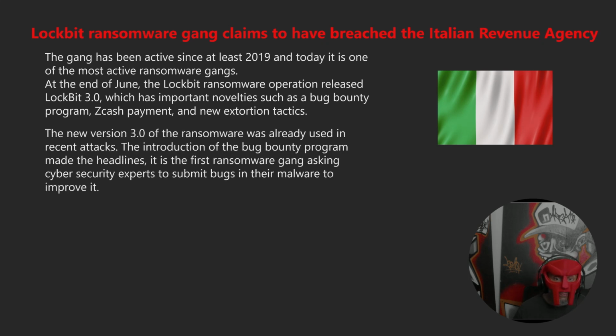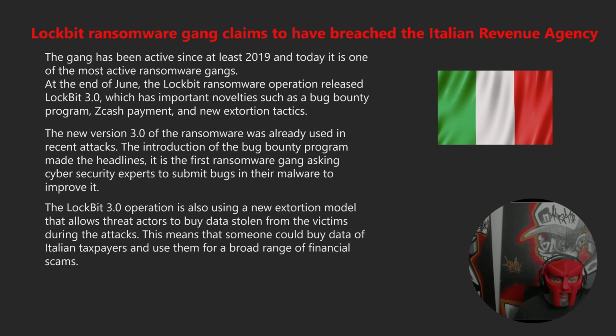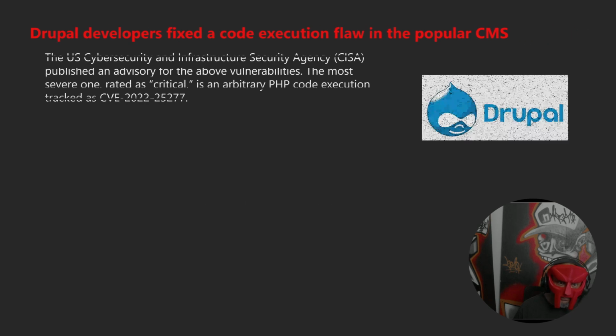The new version 3.0 of the ransomware was already used in recent attacks. The introduction of the bug bounty program made the headlines. It is the first ransomware gang asking cybersecurity experts to submit bugs in their malware to improve it. The Lockbit 3.0 operation is also using a new extortion model that allows threat actors to buy data stolen from the victims during the attacks. This means that someone could buy data of Italian taxpayers and use them for a broad range of financial scams.